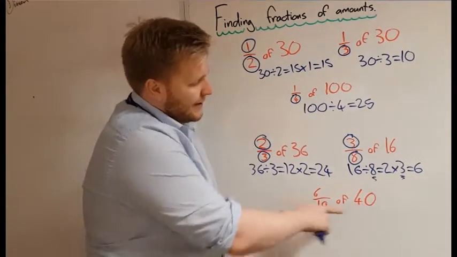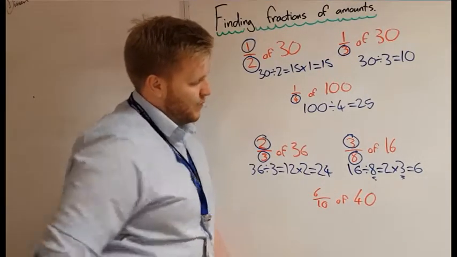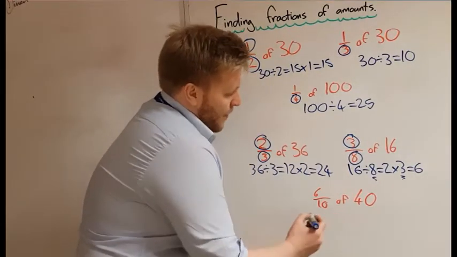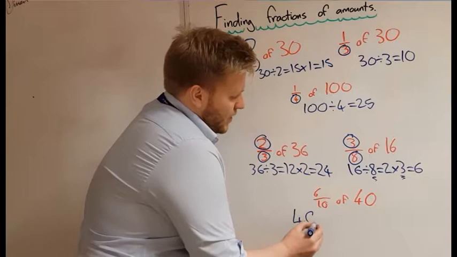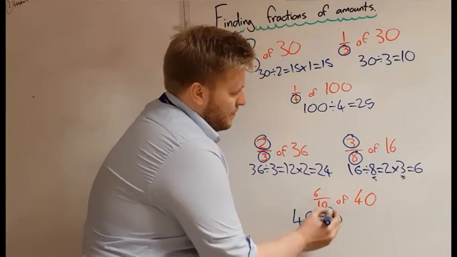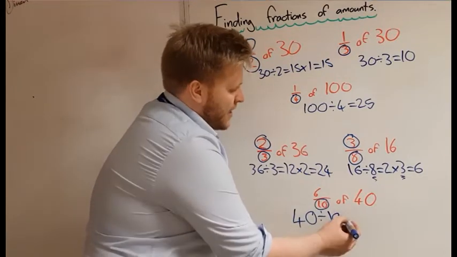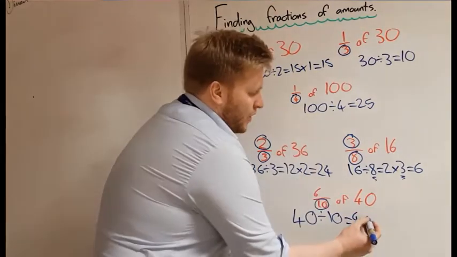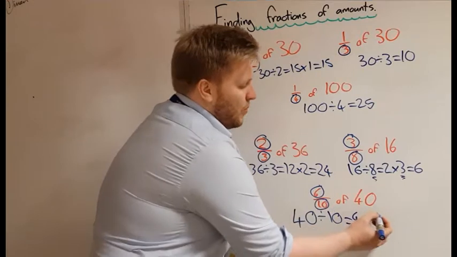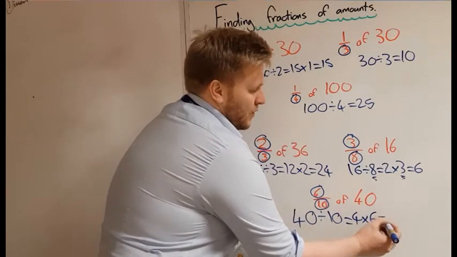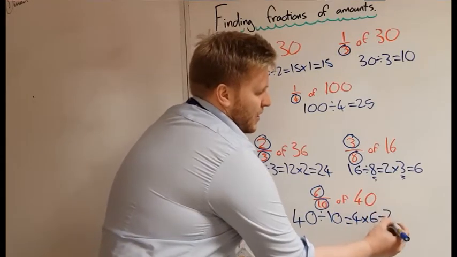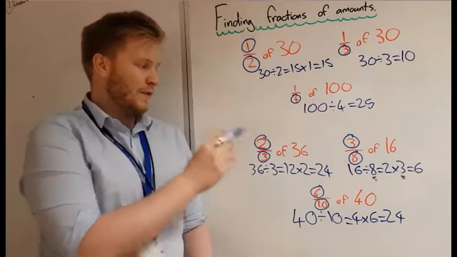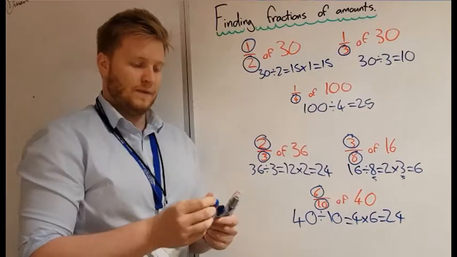Let's have a look at our last example. We've got to find 6/10 of 40. We've got 40. We're now going to divide it by 10 because it's our denominator, and we're going to get 4. Then we're going to times that by our numerator, which is 6, and we will end up with our answer, which is 24. So 6/10 of 40 is 24.